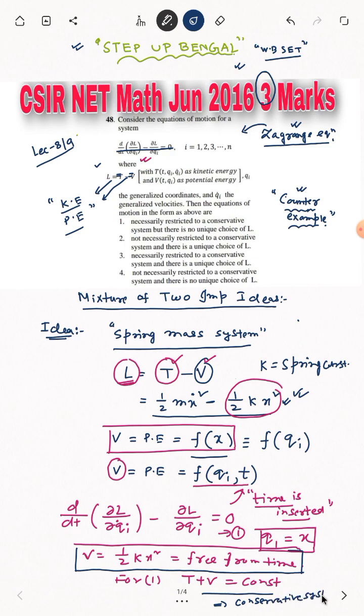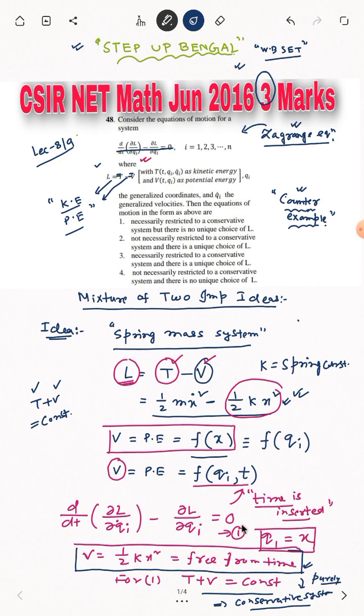Conservative system. That means if any system has T plus V equal to a constant, we call it a conservative system. When it is not constant, that means the sum of kinetic energy and potential energy is not constant, then we have a non-conservative system. Now take a look at the result again. When potential energy is free from time, we must have only, or purely, a conservative system.